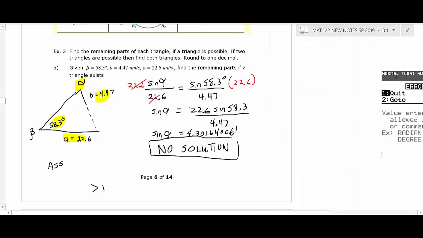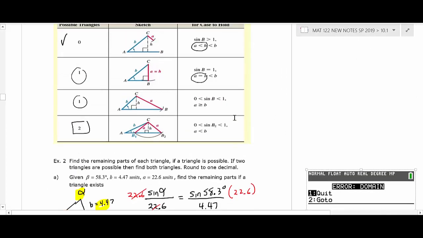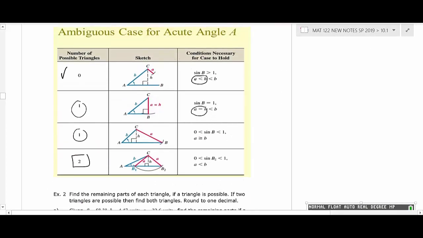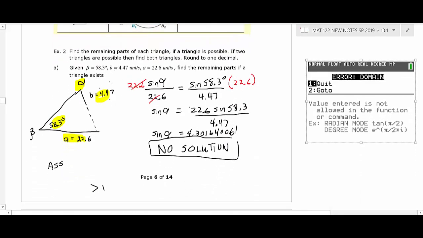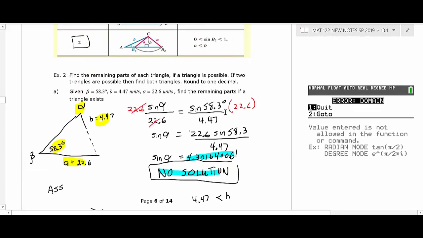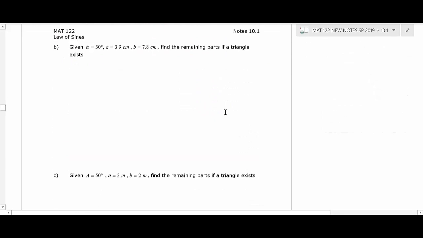Going back to the diagram here, what happens is this side A is less than that height. In this case, 4.47 is less than the height of the triangle. You don't really have to know that. You just need to know that anytime we end up with the sine of an angle greater than 1, it's impossible. So that's case 1 of the ambiguous case of the law of sines.